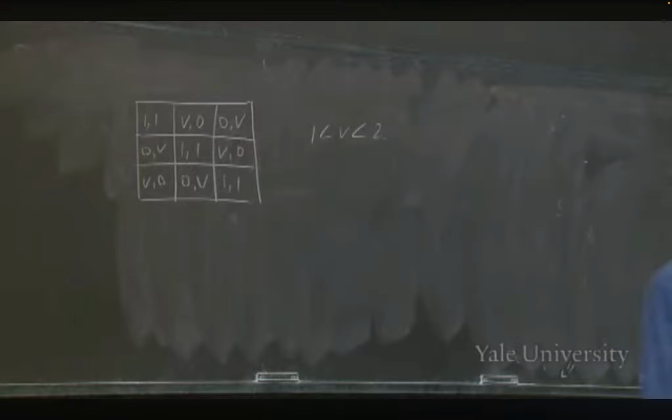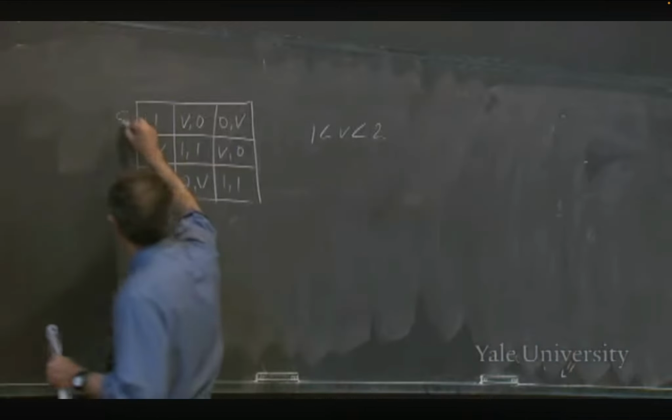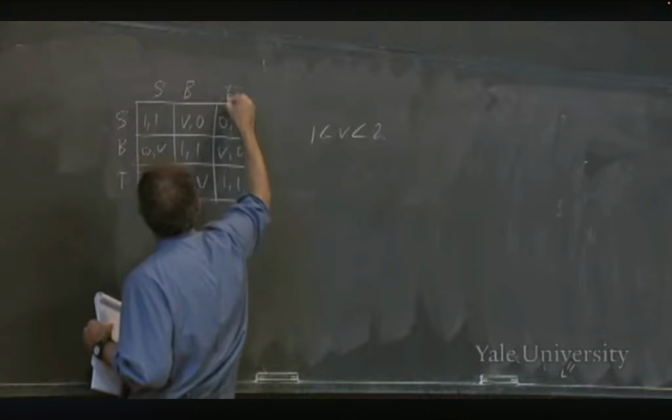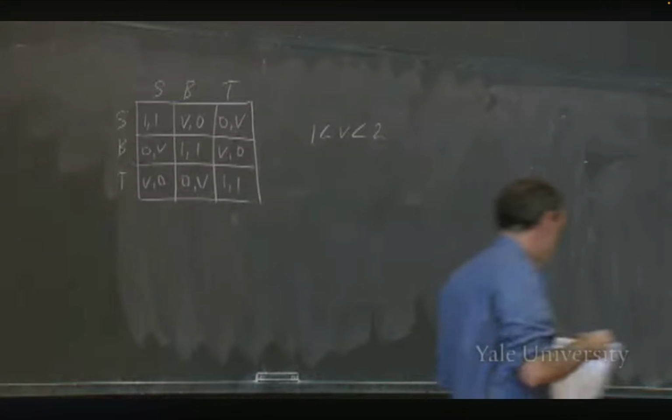Does anyone recognize what this game essentially is? It's essentially rock, paper, scissors. Now, it turns out that when biologists play rock, paper, scissors, they give it a different name. They call it scratch, bite, and trample. Scratch, bite, and trample is essentially the tactics of the Australian football team.